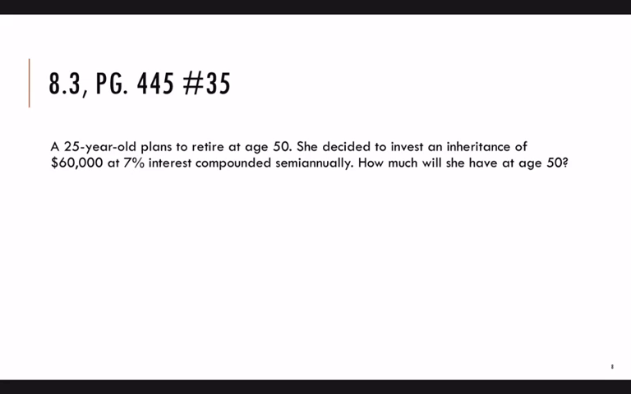Okay, section 8.3. Okay, this is compound interest, and we also had some problems with annuities in this section. A 25-year-old plans to retire at age 50. She decides to invest an inheritance of $60,000 at 7% interest compounded semi-annually. How much will she have at age 50? Okay, so this is a normal investment. It doesn't say anything about an annuity, so we'll assume that this is just a compound interest problem. And you can see the keyword compounded. That's how we know compound interest.